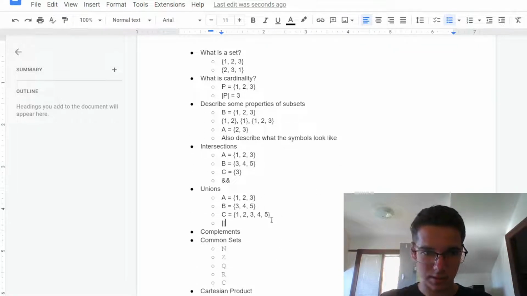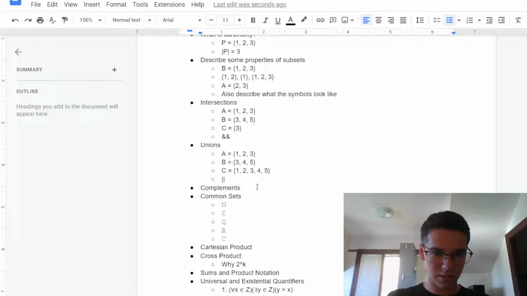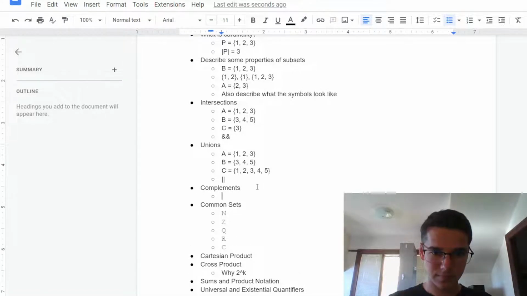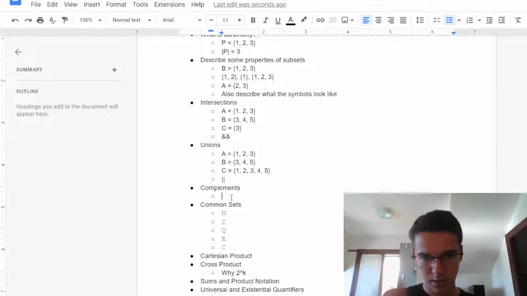Okay. Next, we're going to talk about complements. So the complements between two sets, let's say, in this case, let's actually just copy the ones from above. That would work.